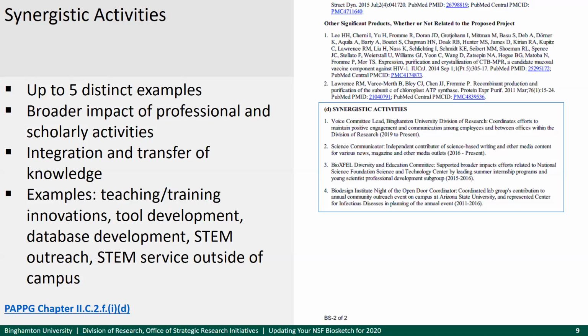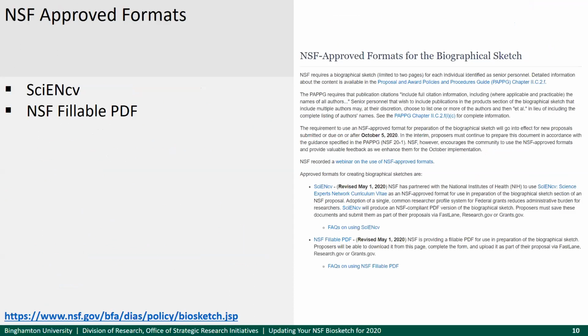It's important that the 5 distinct examples that you list here, I should say up to 5, it doesn't have to be 5, are separate things. You don't want to break one thing down into several smaller things and list those separately. They want to see them as all distinct items. And so those are your synergistic activities.